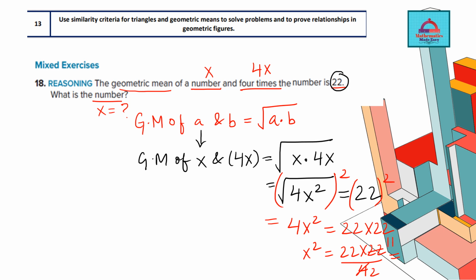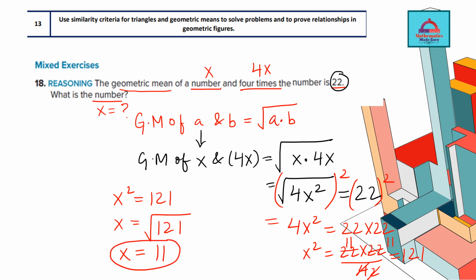211. I start dividing by 2, and then I divide this by 2 also, so 121. So if x squared is 121, what we need is the value of x. So we are going to take the square root of 121, so that is 11. So the value of x is 11. The number is 11 here.